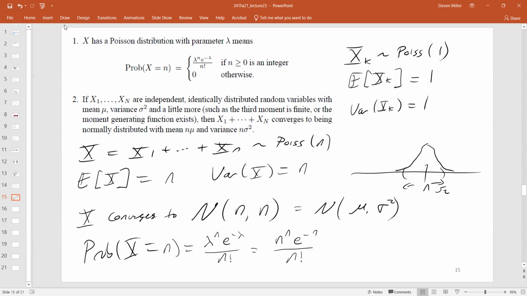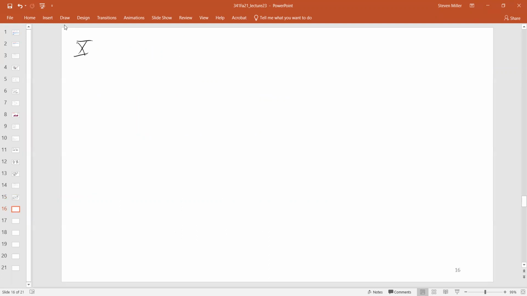Oh, wow. You want to talk about something made for Stirling? Where it's coming from? Okay. That's looking really good. So now we know that X is approximately a normal with mean n and variance n. So what is the probability that X is in, say, n minus a half to n plus a half?